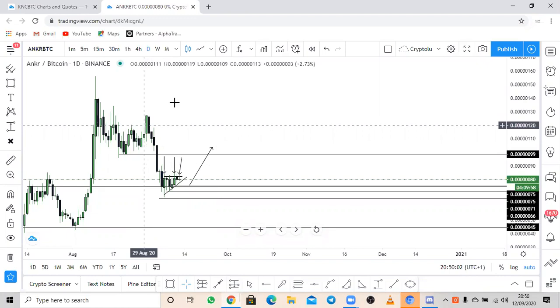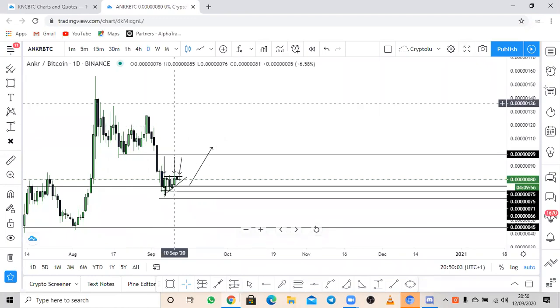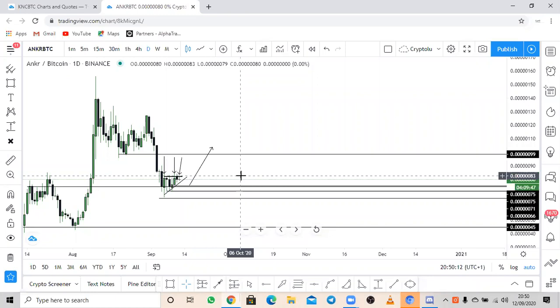So ANKR is very straightforward. Our confidence in here is the support level and an ascending triangle. I haven't dropped the signal already for them, so they can take it.